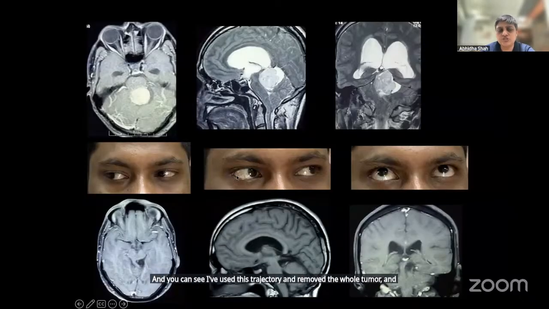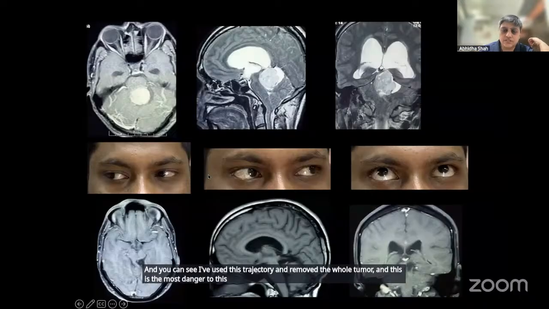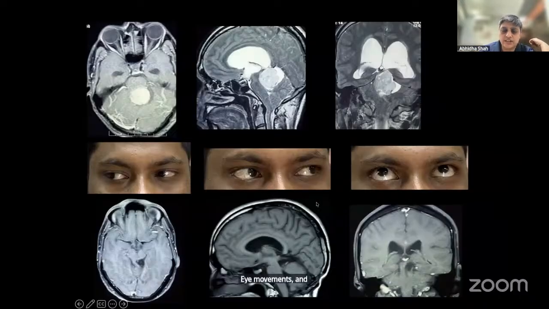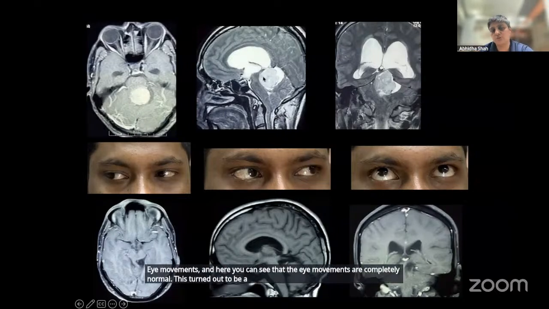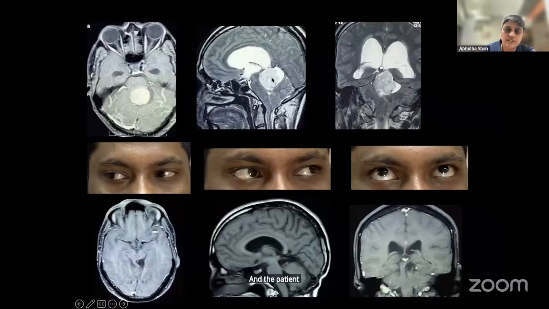And this is the most danger to this region: the problem with the eye movements. And here you can see that the eye movements are completely normal. This turned out to be a pilocytic astrocytoma, and the patient is doing well. It is now 1.5 years after the surgery, and he's on regular follow-up.